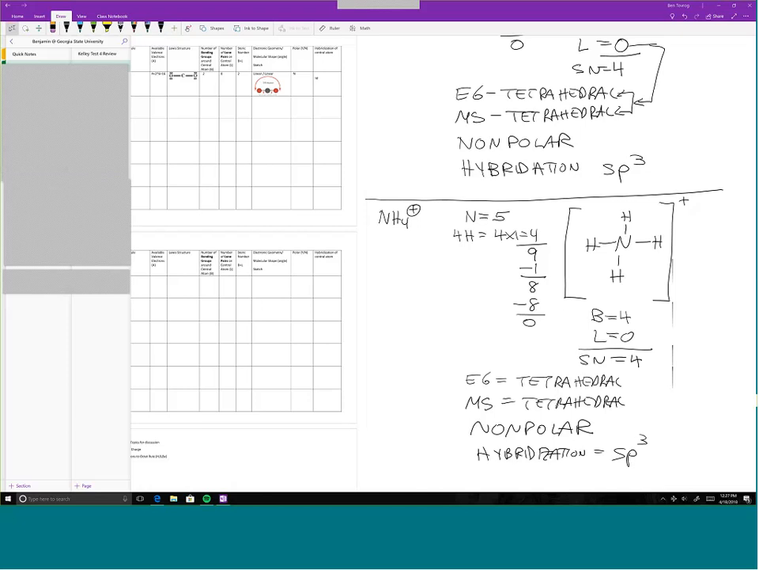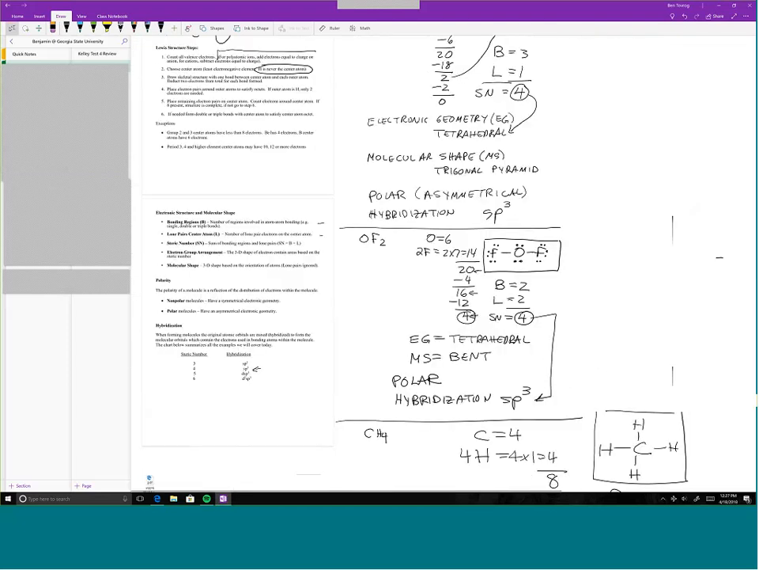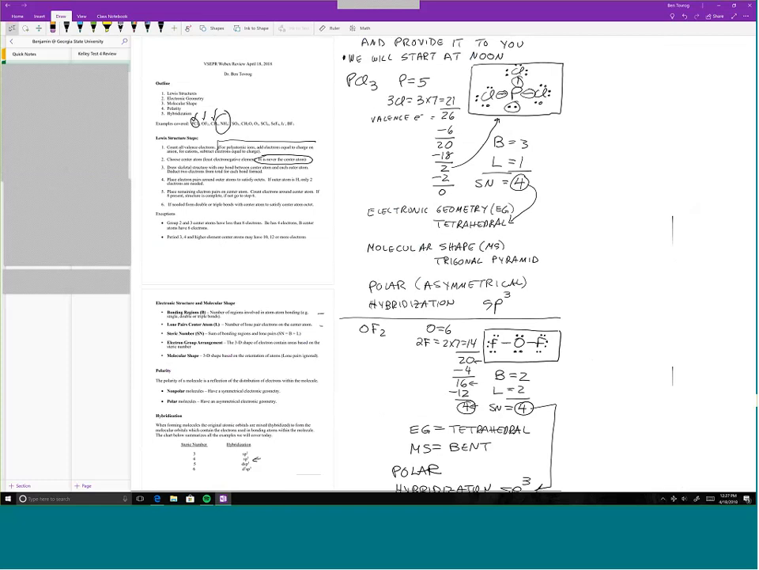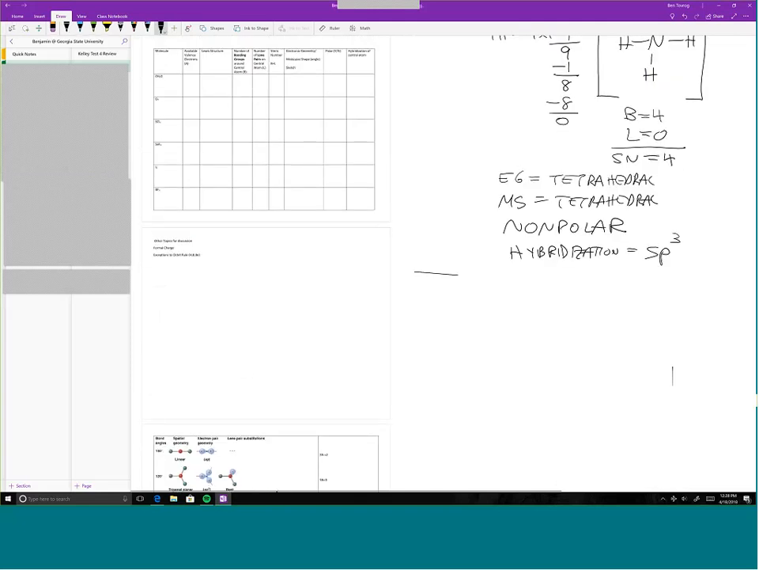All right, so let's go back up to the list. Okay, so what are we going to do next? The next 2, let me just jot them down. SO3, so we're done now with NH4. SO3 and CH2O, and then O3. Okay, SO3.